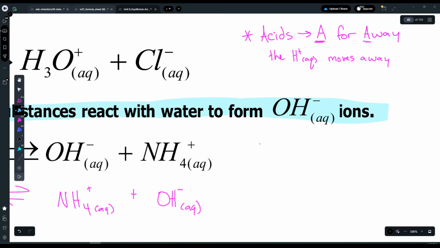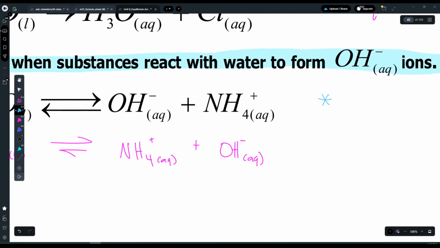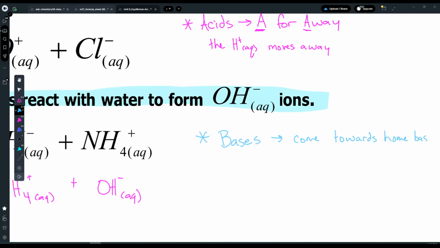Now for the bases, notice here that the hydrogen went towards the base. So you can think of it sort of like baseball when your goal is to run towards home base. So bases, you come towards home base. So what that means is the hydrogen ion moves towards the base.